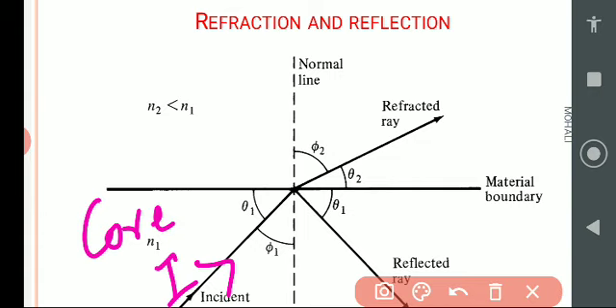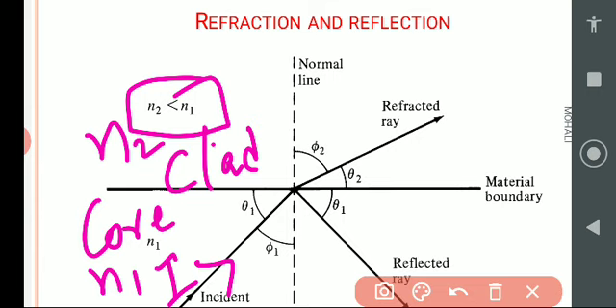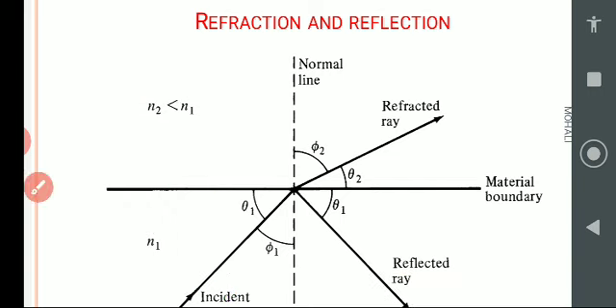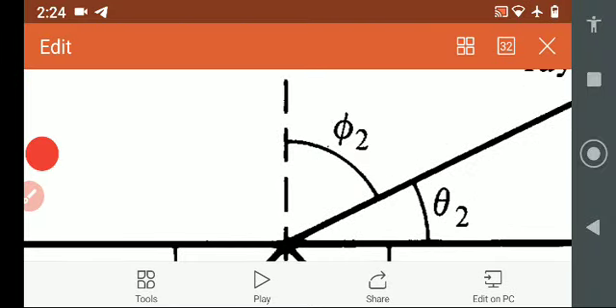But this surface is also attached with clad. So clad has a refractive index n2 and core has a refractive index n1, with n2 less than n1. It means that the refractive index of the core is more as compared to the clad refractive index. So this is a normal line, a perpendicular line.